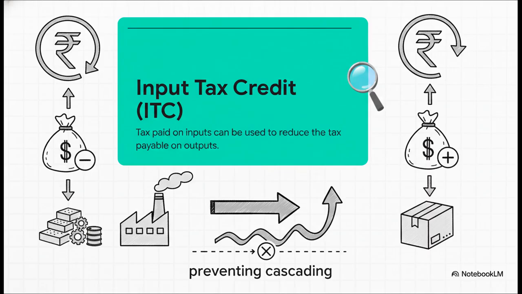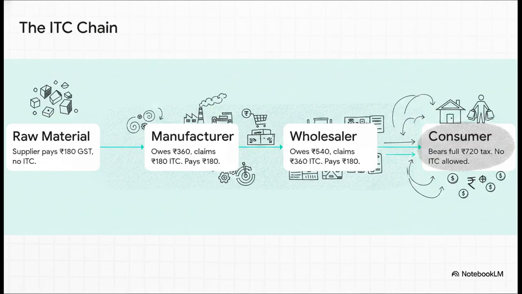If you pay 900 rupees in GST buying raw materials and later collect 1,800 rupees in GST when selling your final product, you don't hand over that full 1,800 to the government. You cash in your 900 rupee credit and only pay the difference. That right there is how you prevent a tax-on-tax situation. Let's actually trace this across a supply chain so you can see the magic happen.